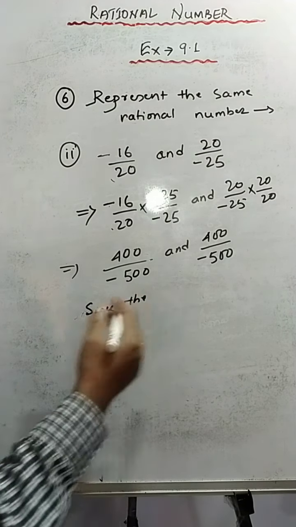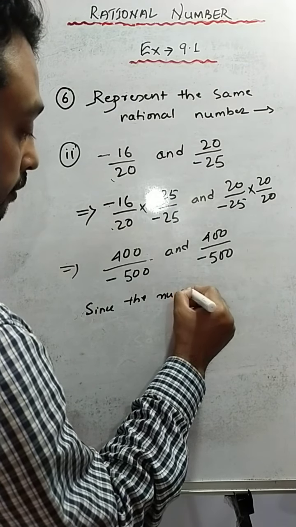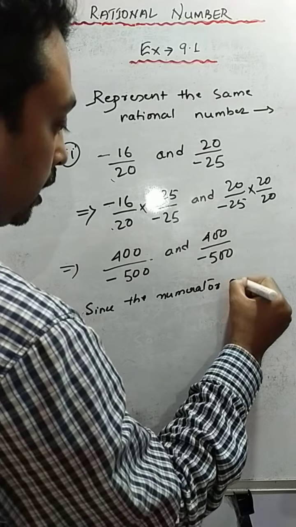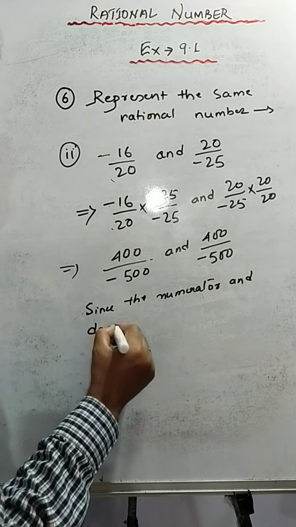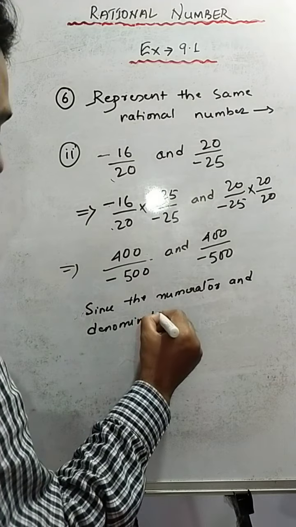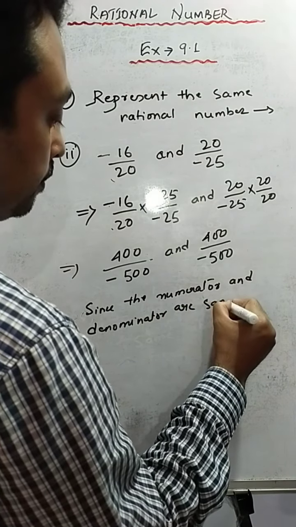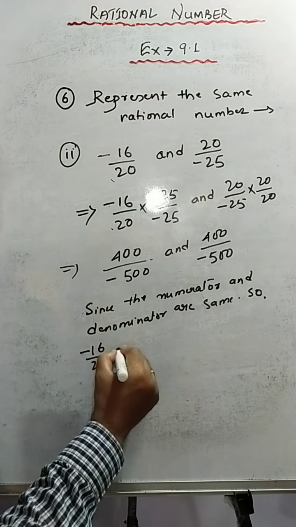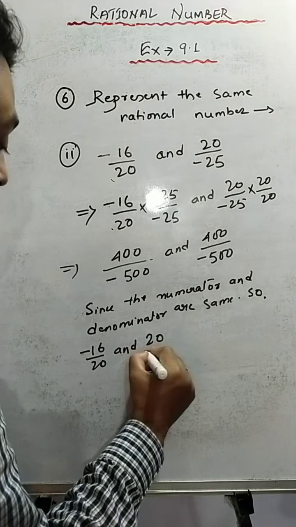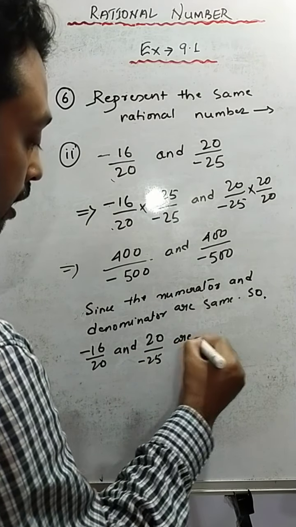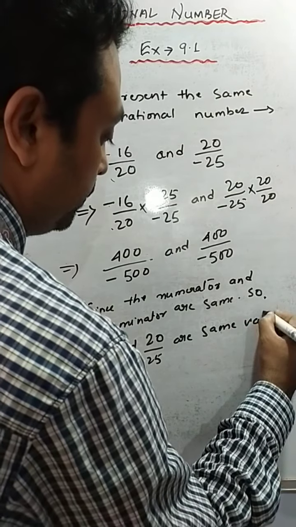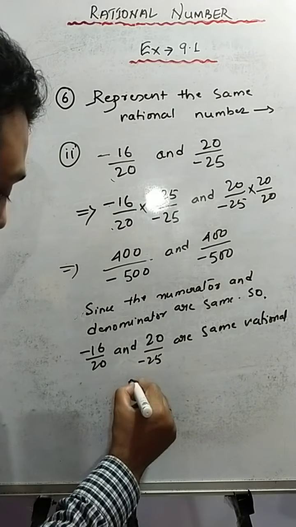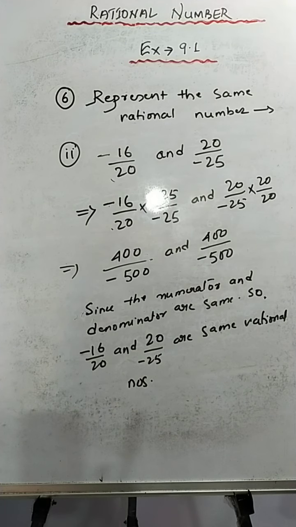You can write in this sentence also: since the numerator and denominator are same, so minus 16 by 20 and 20 by minus 25 are same rational numbers. Fine. So this is another way of concluding your sum. So let's move on to sum number 3, students.